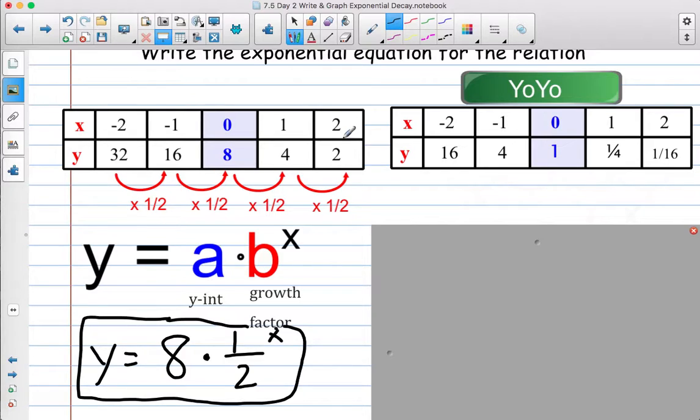I want you to give it a go, so you try this one over here, this yo-yo. Pause the video now, give everyone a chance on the whiteboards, take no more than probably a minute. Come back, see how you did writing your own exponential decay equation.